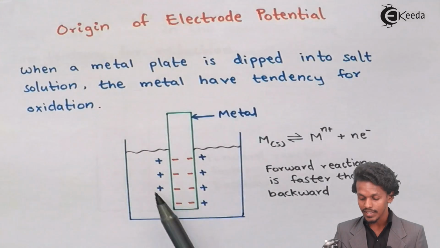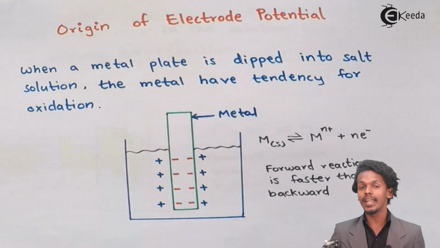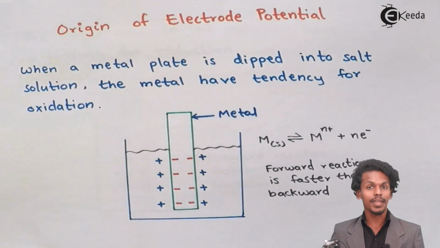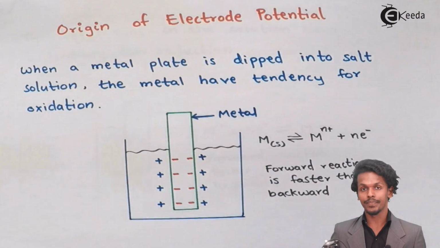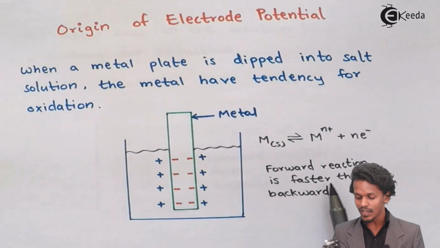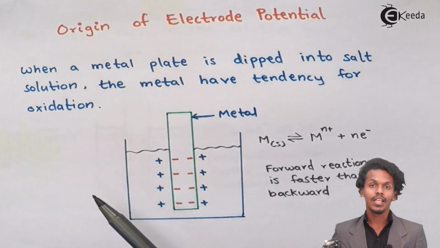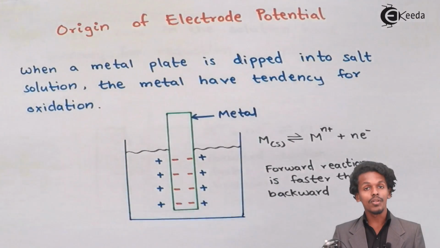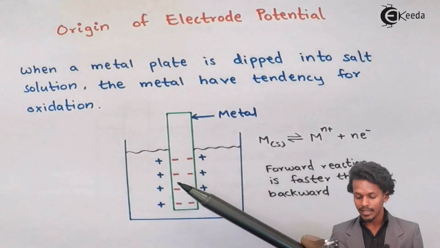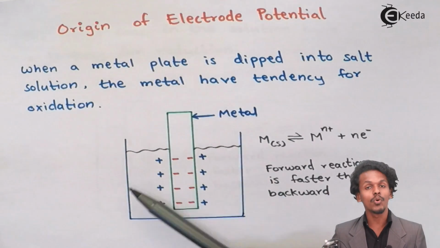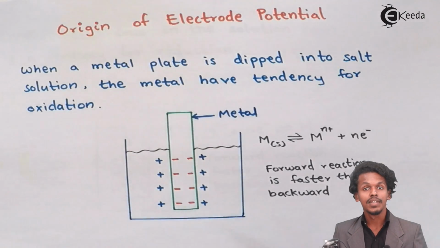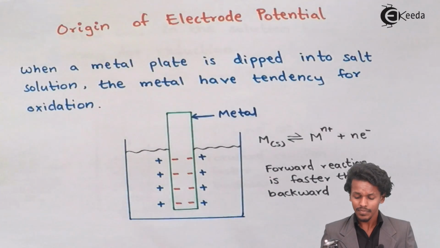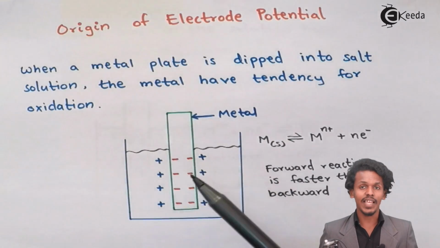This negative charge and this positive charge will form a double layer, and this double layer plays a vital role in the generation of the potential of a particular electrode. If the forward reaction is faster than the backward reaction, it will generate a negative charge on the metal as well as a positive charge outside the metal, when the Mn plus ions are more and the oxidation process is faster than the reduction process. In this case, a potential difference can be generated.